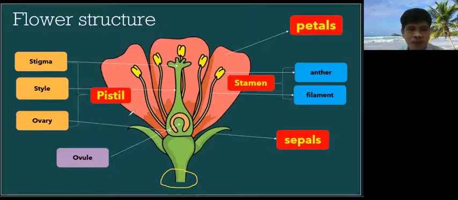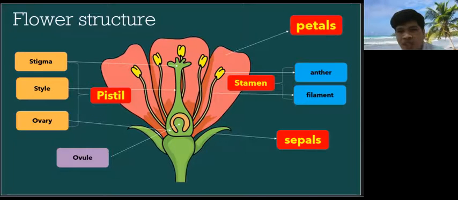In some books, you will see the pistil called the carpel. The pistil or the carpel is the female part. Now let us know the function, or the job, of each part of the flower. What does the pistil do, what does the stamen do, what do the petals do, and what do the sepals do? Let's study them one by one.